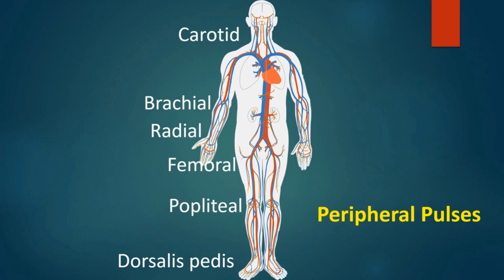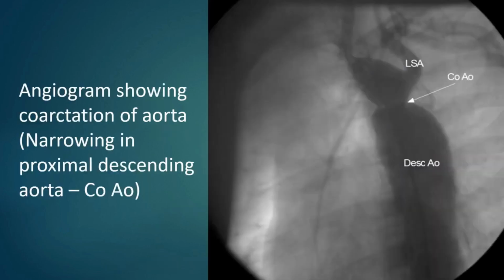Peripheral pulses, including radiofemoral and brachiofemoral delay, should be documented. All peripheral pulses should be checked and documented. Some may be absent in peripheral arterial disease and aortic dissection. Radiofemoral or brachiofemoral delay is a feature of coarctation of aorta and is associated with weak lower limb pulses.